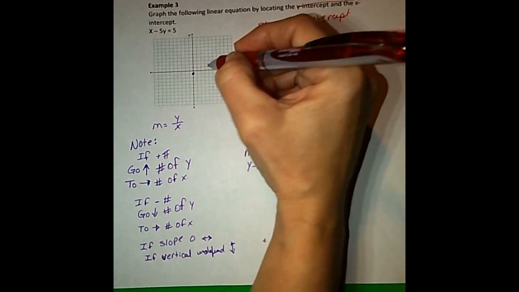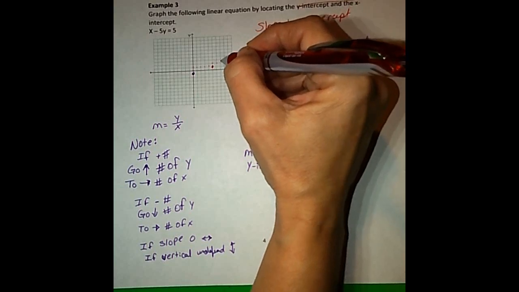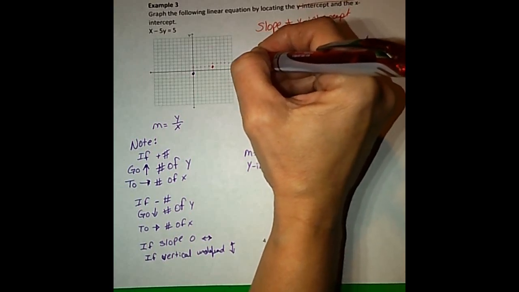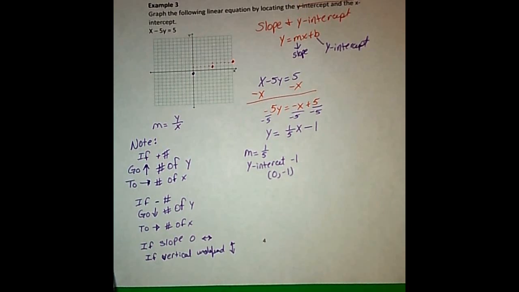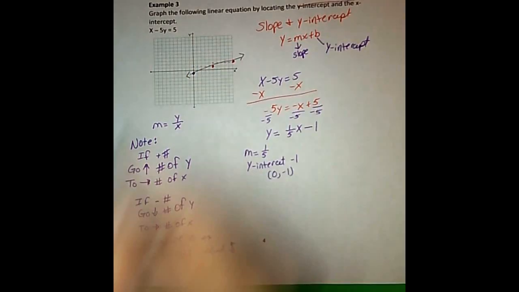You could do it again if you want to get a longer line. Up 1, to the right 1, 2, 3, 4, 5. And we got us our line. This one's going to be kind of hard to draw straight for me. I should have used a ruler. And I'm going to put arrows on the end, and then I got my line.